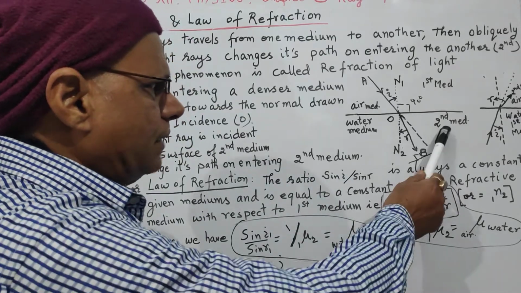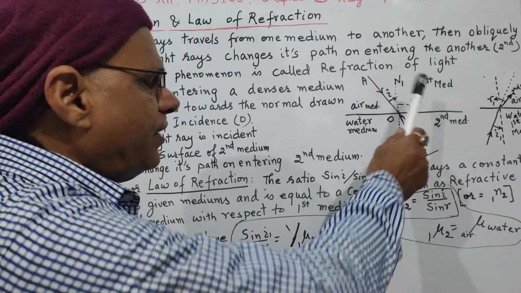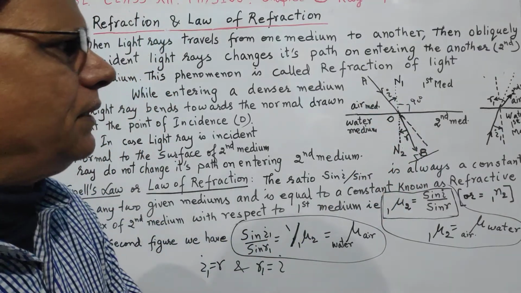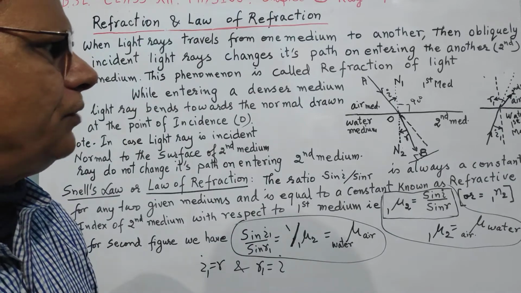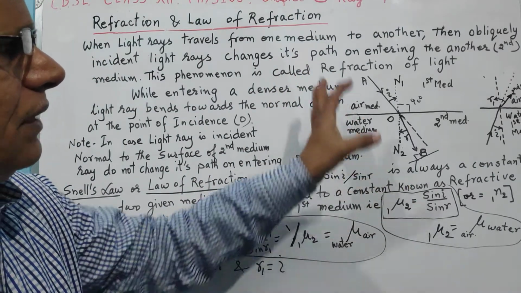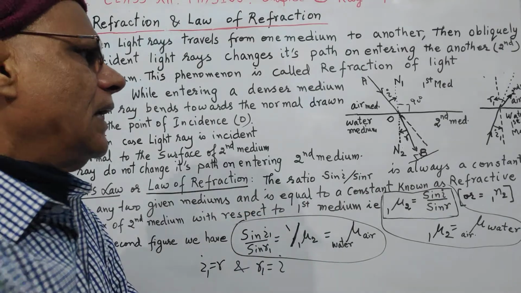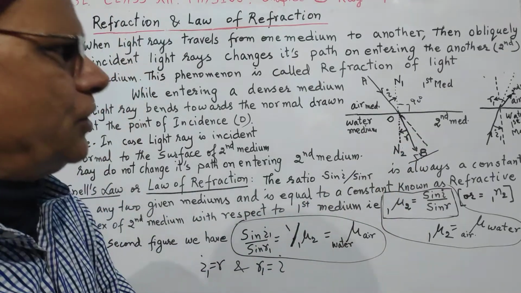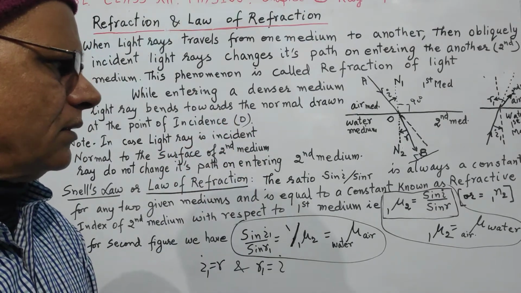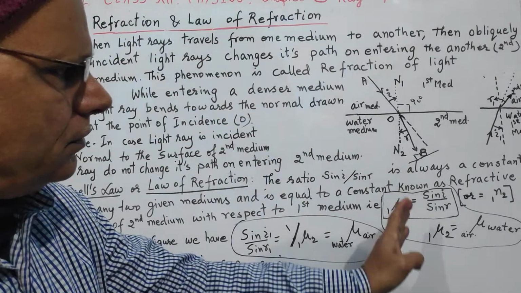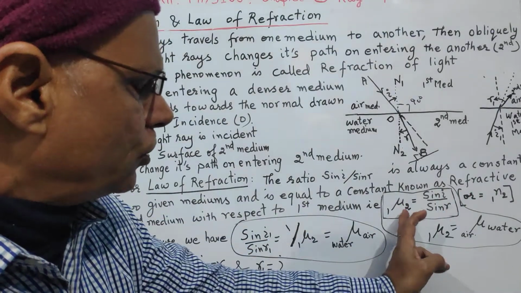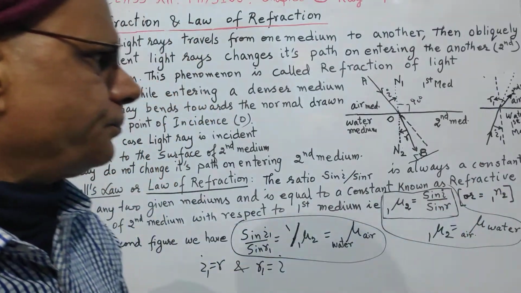In this case, the second medium is water and the first medium is air. We take as the second medium that medium in which the light ray is entering, coming from another medium, and we take as the first medium that from which the light ray is coming. So this refractive index is also represented by n.